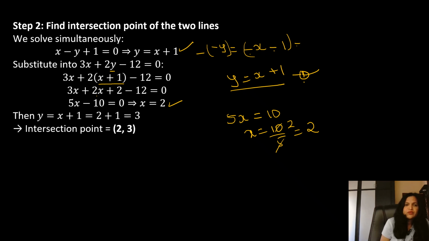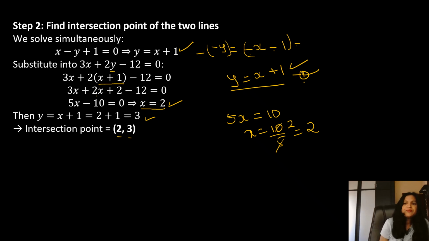Y equal to x plus 1 equal to 2 plus 1 equal to 3. To find out the value of y, substitute the x value now. Then y equal to x plus 1, put the x value 2 here, 2 plus 1 is 3. You got the point of intersection is 2 comma 3. Okay, intersection point is 2 comma 3. We got all the 3 points now.